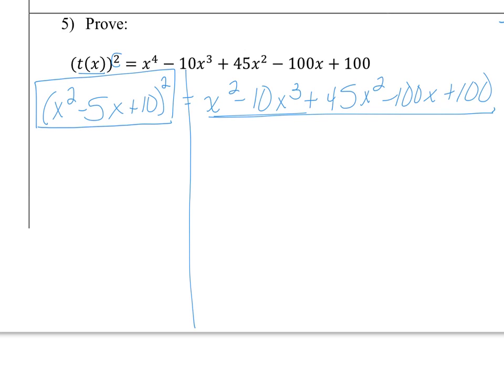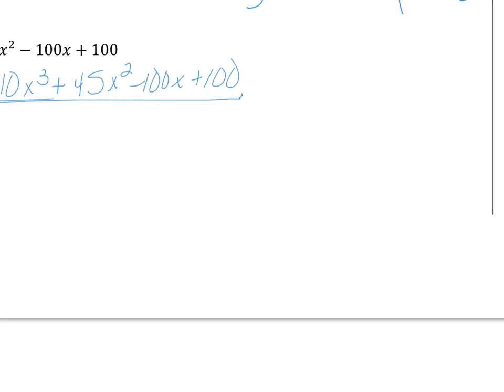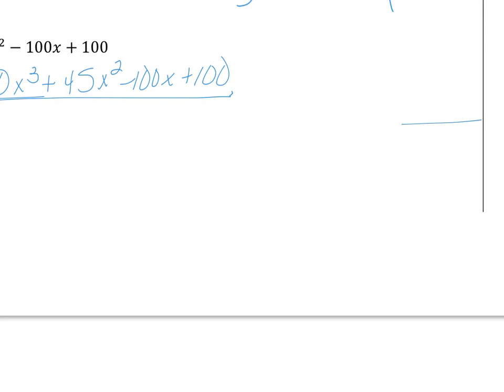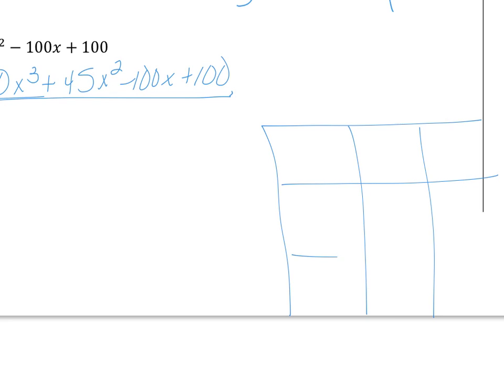So it doesn't matter where you do your work. I'm going to do my work over here. So box it up. We got 3 terms times 3 terms. So we're going to have a total of 9 terms: 1, 2, 3, 4, 5, 6, 7, 8, 9 before you actually multiply. So you put your x squared minus 5x plus 10, and then x squared minus 5x plus 10.